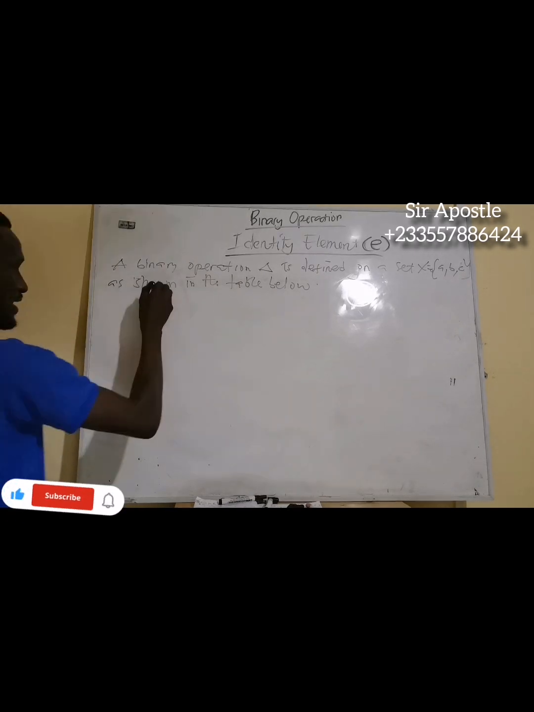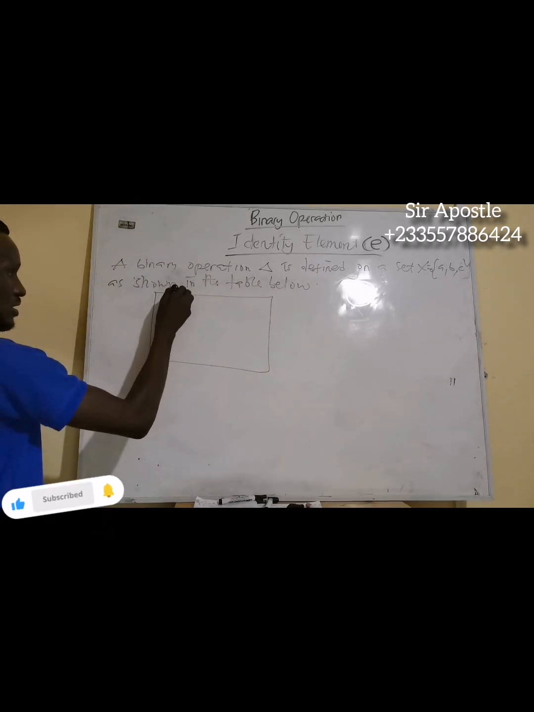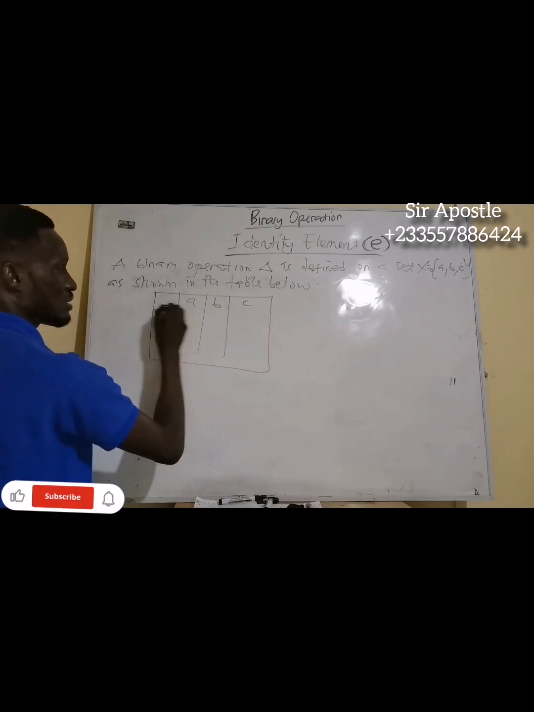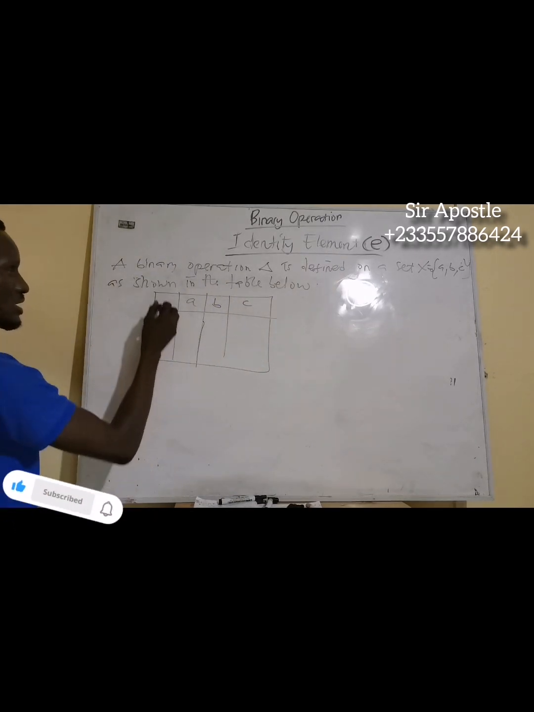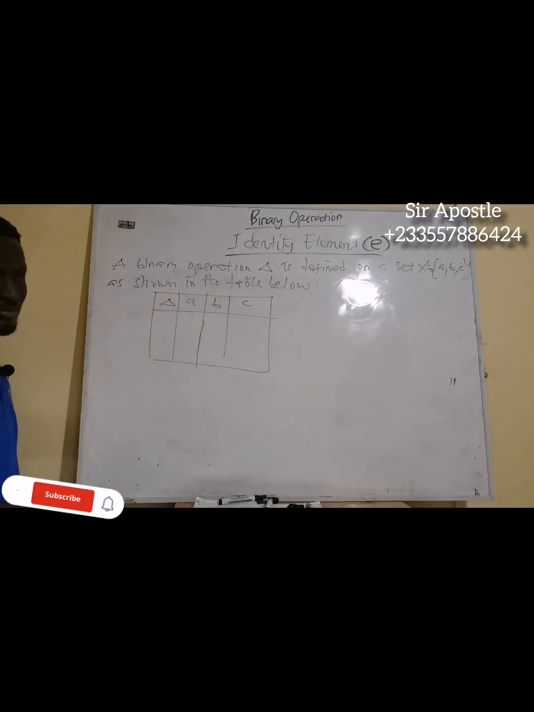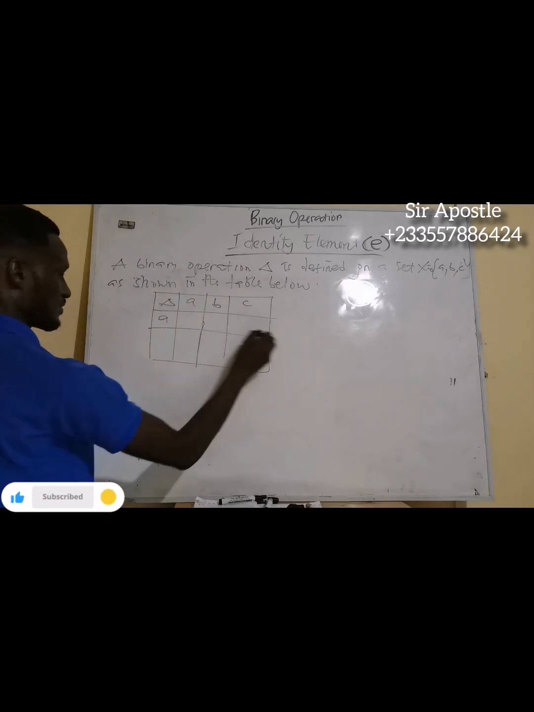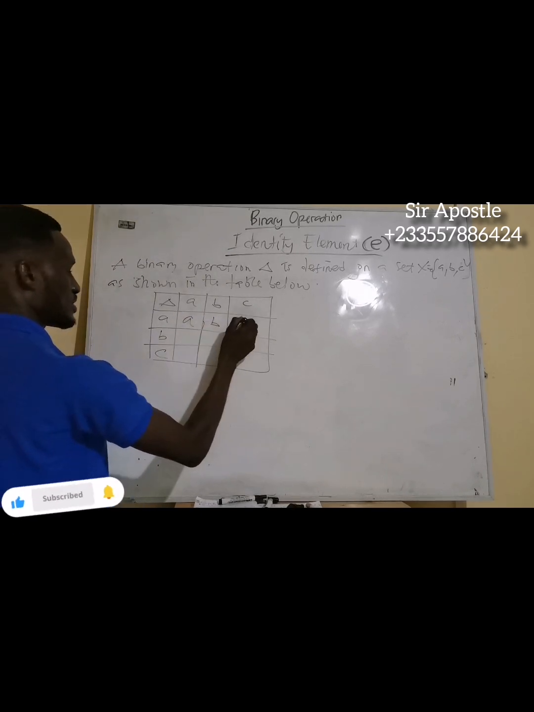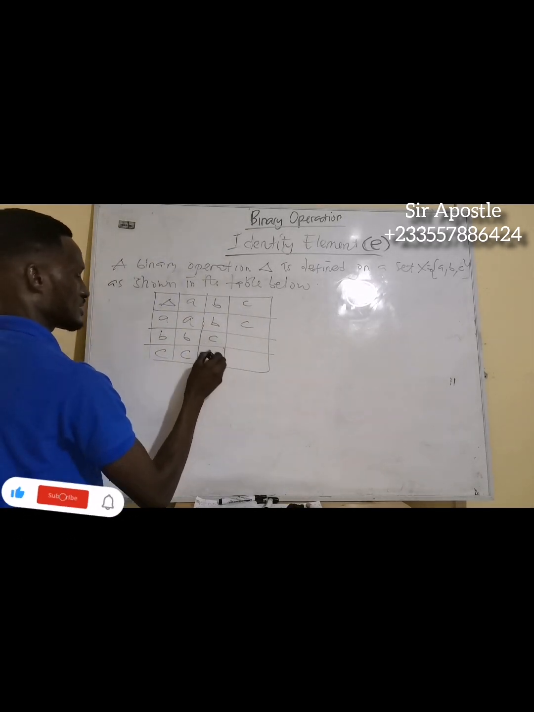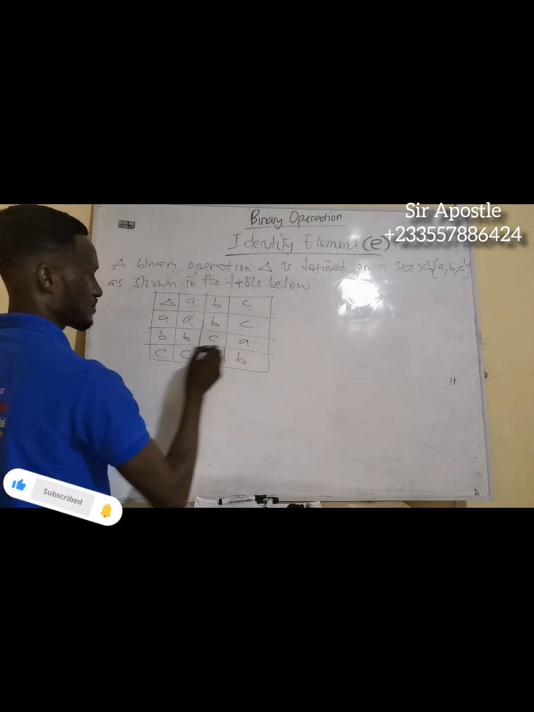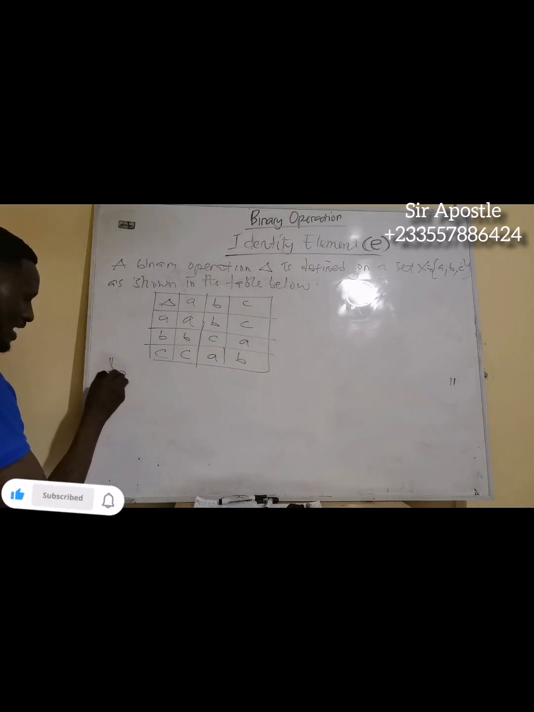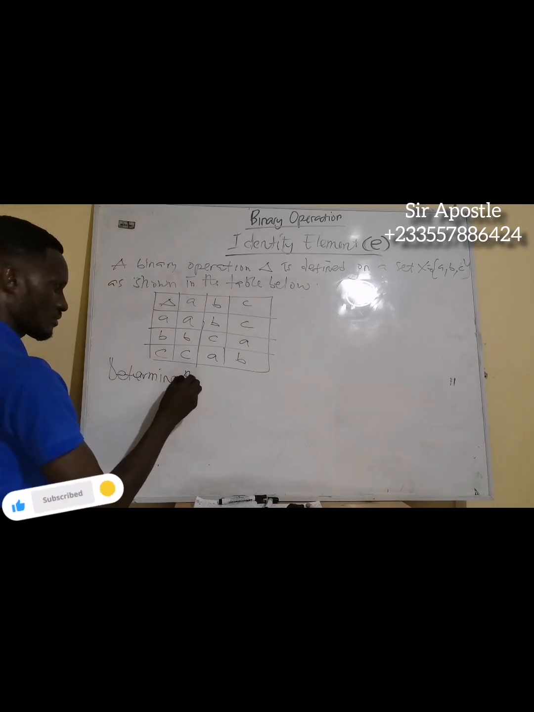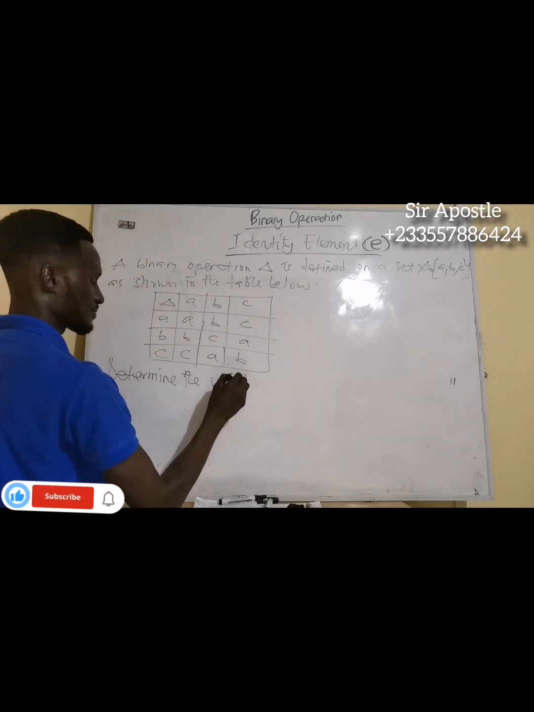So we have a table like this. The table contains A, B, C. The table is the set X. Now the operation is triangle. So I want to just fill it. Now let's say here is A, B, C, here is B, C, A, here is C, A, B. Determine the identity element.